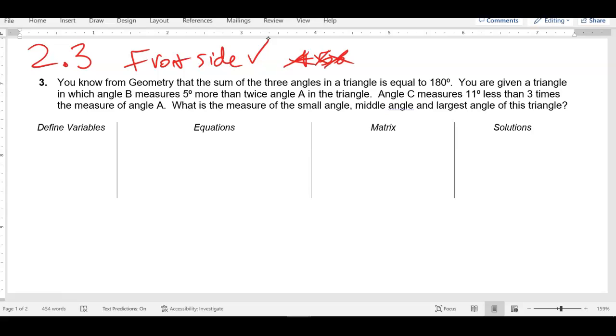It's kind of complicated. Now, it says in geometry, fun times, right? So in geometry, the sum of 3 angles is 180. Now, here's the deal. We need to define our variables. So what's x, what's y, what's z? What are the names of these 3 angles in the word problem? A, B, and C. So let's just make it easy. X is A.